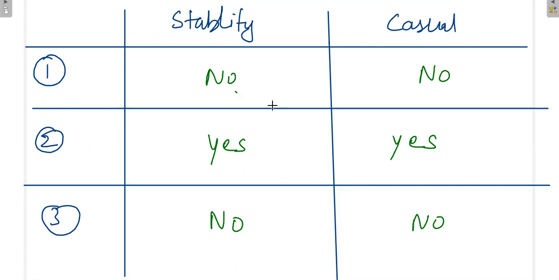This is not the only variety. You can get different possibilities: here yes, here no, or here no, here yes. So you can get any possibility. There are four different varieties possible. But in our case, we have only three examples. In that, the first and the third problem behave in the same manner, but the ROC is different.